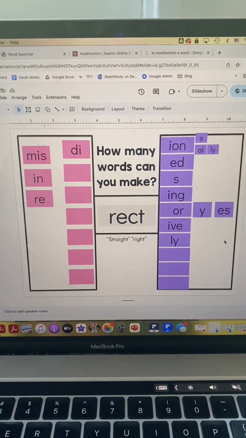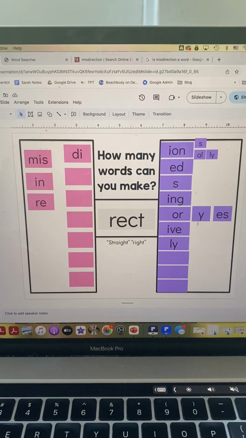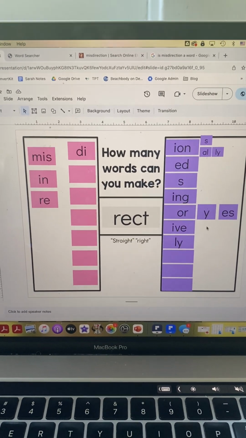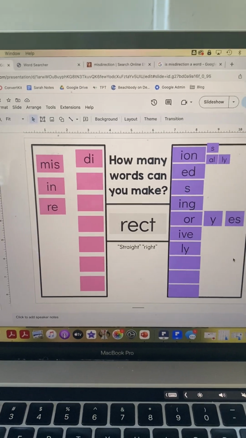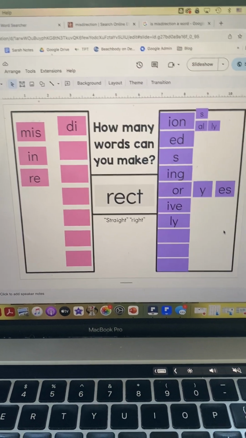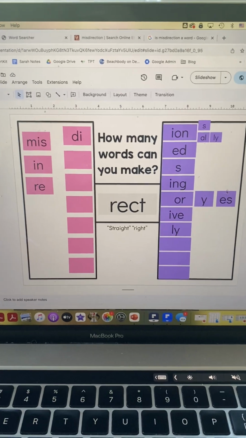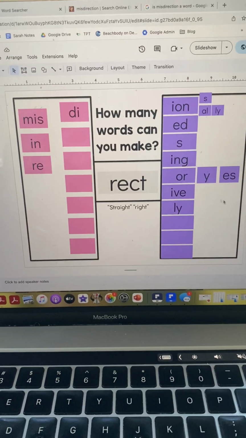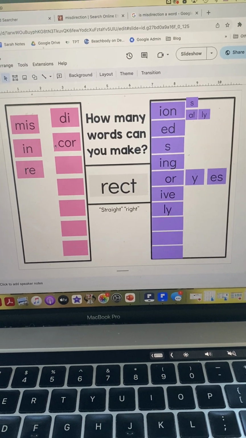Now one of the things we do here, this is a fun one, when we put all these together, we also need to show that the y is dropped, changed to an I before we add the suffix es. That's a suffix changing rule that we teach pretty early on, dropping y and changing it before adding that suffix es or ed, one of those vowel suffixes. So now that we've looked at the word direct, let's look at a different one.